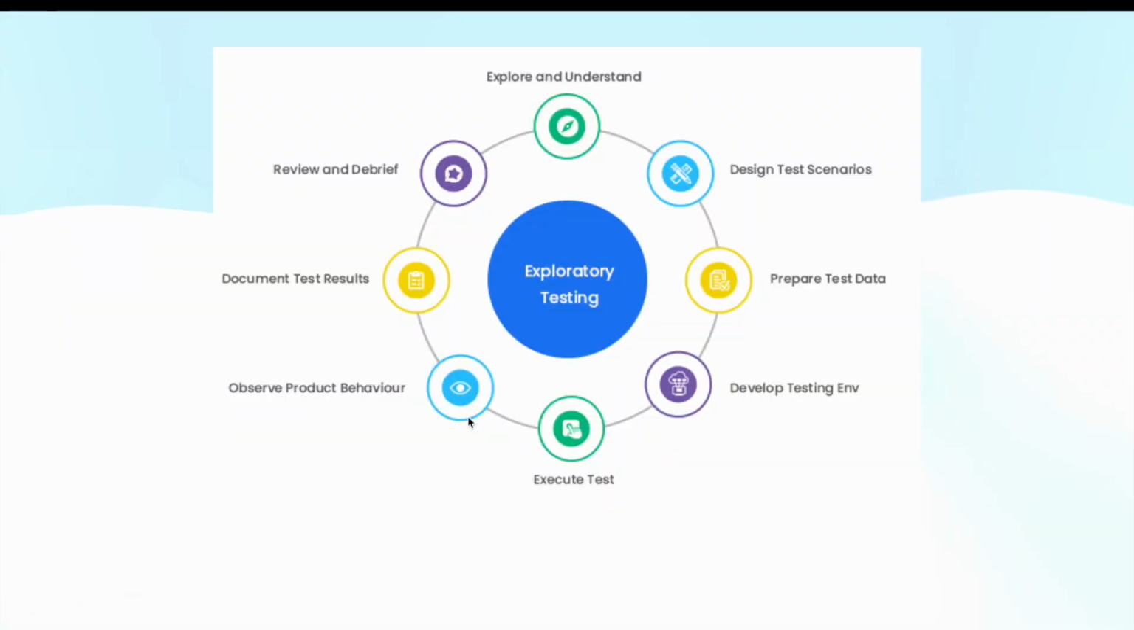As we can see in this diagram, we have to follow some process when we do exploratory testing. First of all, we will explore and understand the application. Then we will design the test scenario. Based on the scenario, we will create test data and we will develop a testing environment. Once the testing environment is ready, we will execute the test cases and observe the product behavior after executing the test cases.